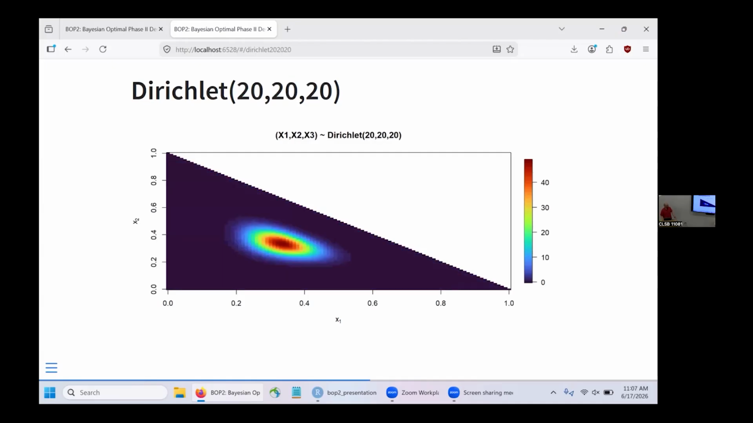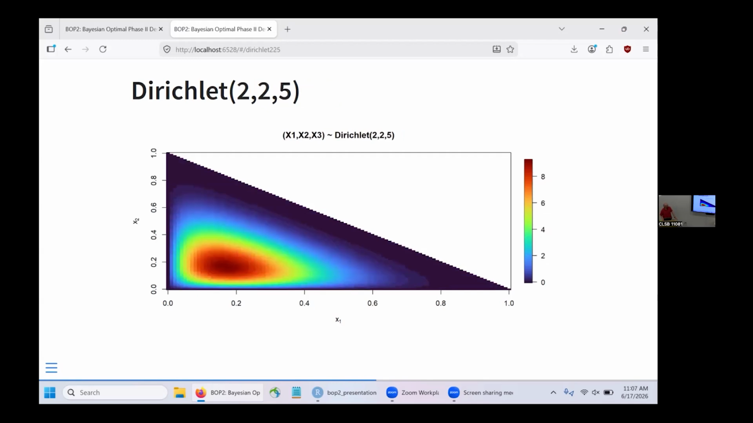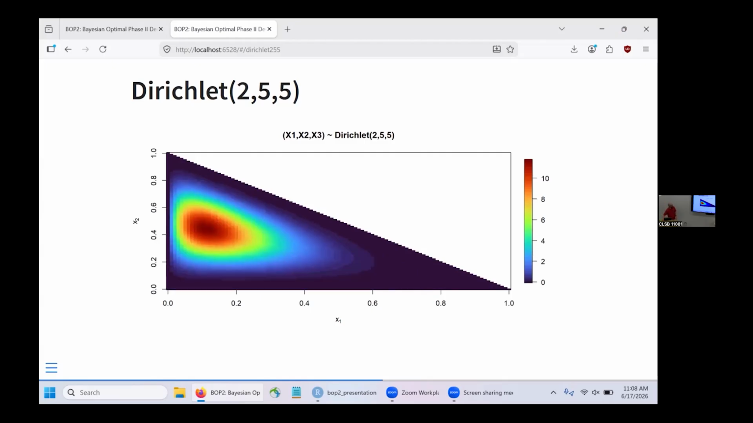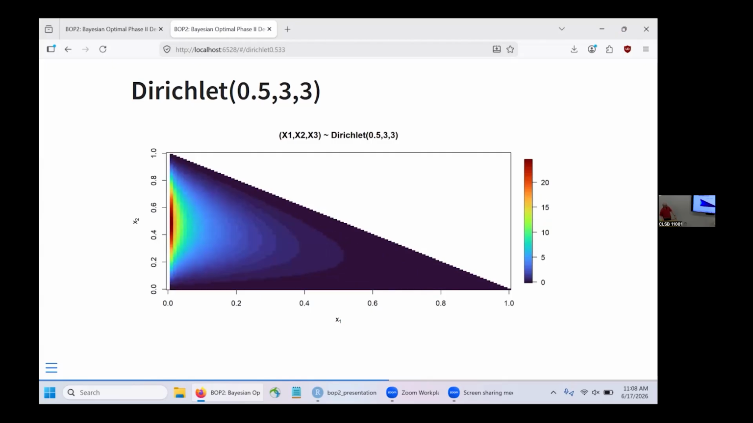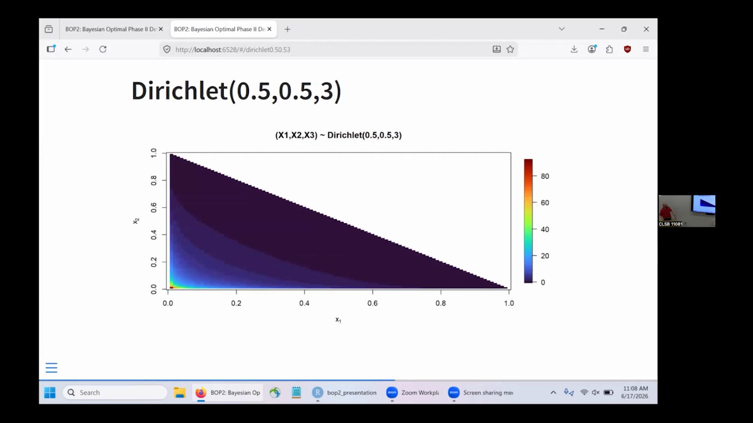If I increase the parameter values even more to 20, 20, 20, it's even more peaked. Once I make it, I can make it asymmetric by varying the values of the parameters, or just one at a time, like so. And then if I make some of those parameter values less than 1, you can see that we get this very skewed shape, similar to the beta. And here's our Dirichlet 0.5, 0.5, 0.5, which you can't even really see, but it has peaks sort of at the very edges.